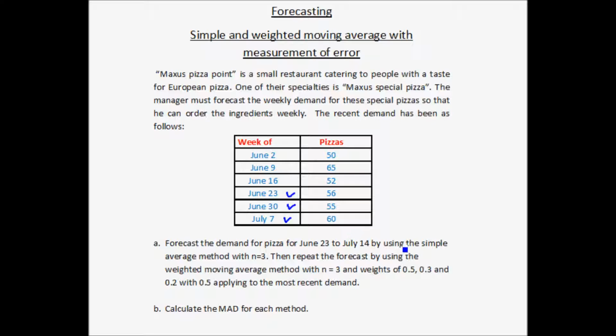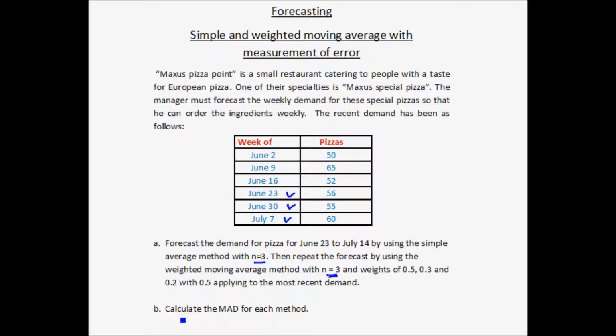Now we have to do this using the simple average method and the weighted moving average method. For the simple average method, we consider n equal to 3, and for the weighted moving average method we also consider n as 3 and the weights of 0.5, 0.3 and 0.2, with 0.5 applying to the most recent demand. So 0.5 is the weight for the most recent demand, 0.3 will be used for the next most recent demand and 0.2 for the next.